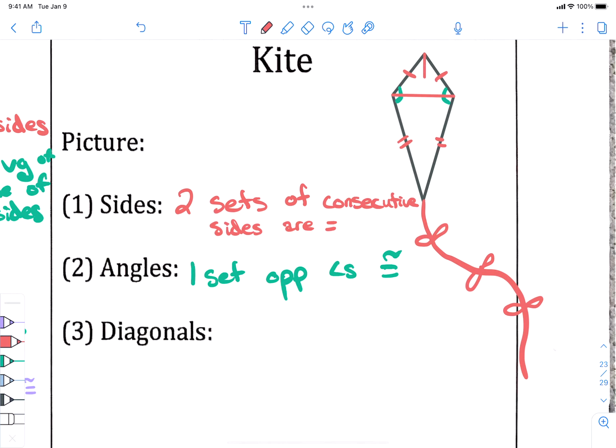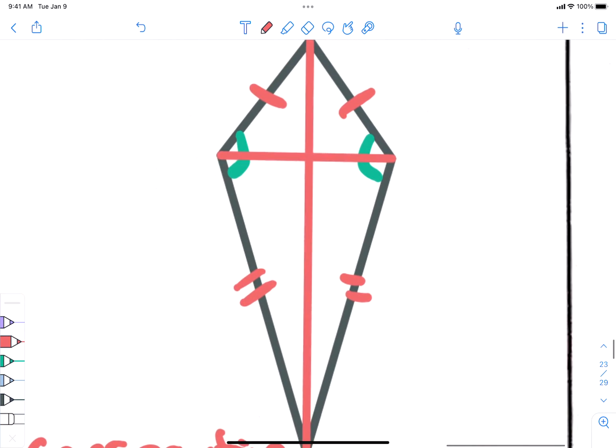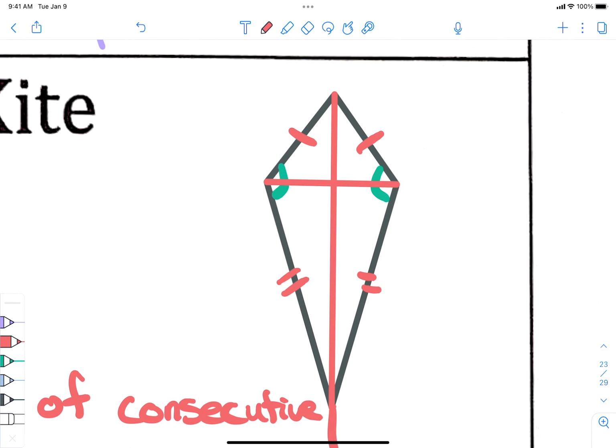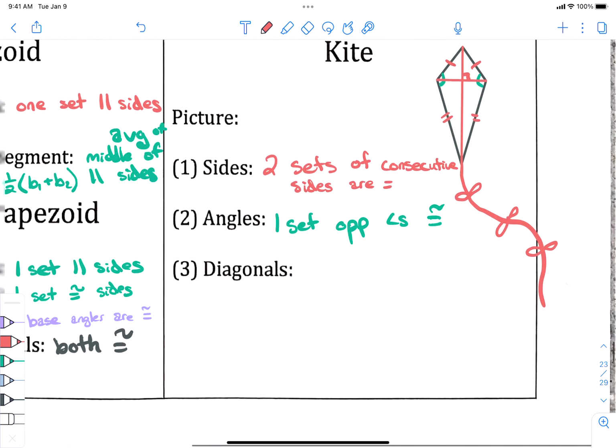Diagonal. Diagonal. Okay. Are they the same length? Obviously not. Do they bisect? This one bisects, right? Like that one's split in half, but the other one is not, right? But what else happens that's really extra special? They are perpendicular. They make a 90-degree angle. Okay, that's the thing that we're looking for.